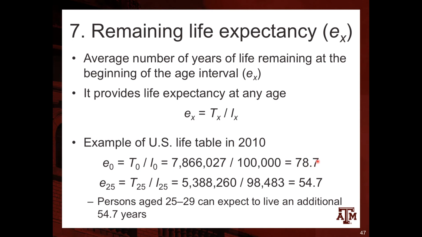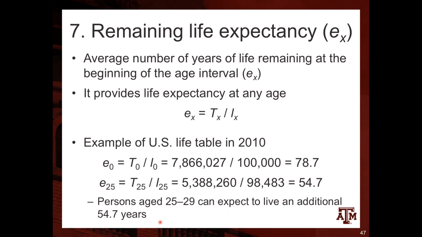We have people who, if they were exposed to all those mortality probabilities throughout their life, would live on average 78.7 years. And for the life expectancy at age 25, it means that once people survive up to age 25, they are expected to live an additional 54.7 years on average. So these people will live on average up to age 75.7, because it's 25 plus 54.7.